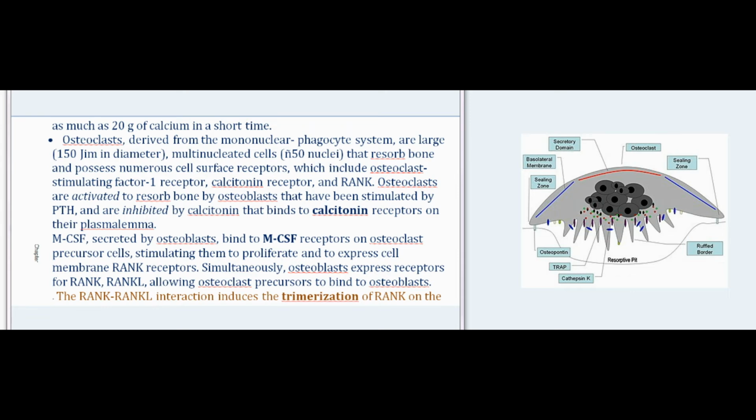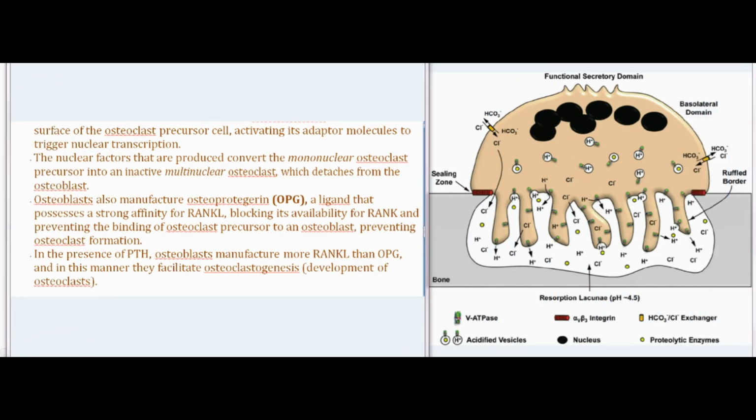MCSF, secreted by osteoblasts, binds to MCSF receptors on osteoclast precursor cells, stimulating them to proliferate and to express cell membrane RANK receptors. Simultaneously, osteoblasts express receptors for RANK, RANKL, allowing osteoclast precursors to bind to osteoblasts. The RANK-RANKL interaction induces the trimerization of RANK on the surface of the osteoclast precursor cell, activating its adapter molecules to trigger nuclear transcription.